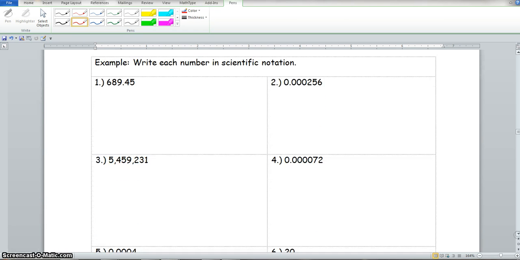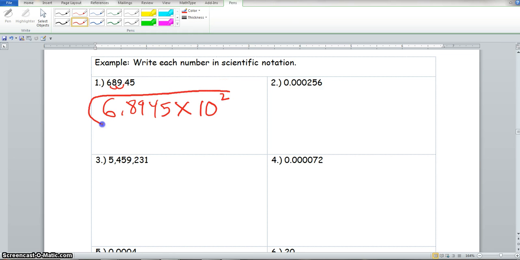Now, let's apply what we just read. It says write each number in scientific notation. So the first thing we must do is move this decimal and only have one digit in front of the decimal. That digit must be 1 or greater, but less than 10. So we'll move this decimal 2 places to the left. So we have 6.8945, and that'll be multiplied by 10 to the power of how many places we move, 2. But since we move left, it'll be positive. So this is the final answer.